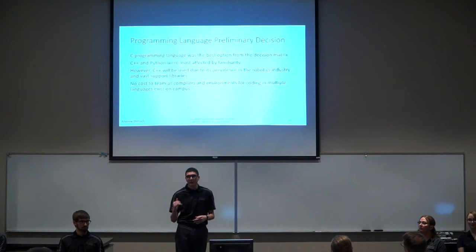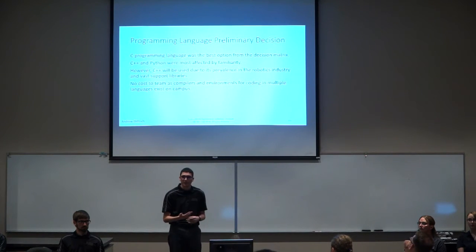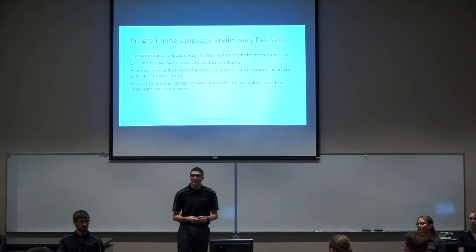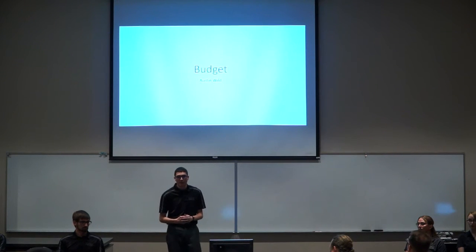However, C++ and Python are more widely used in the robotics industry, and we wanted to ensure that all members are getting the proper experience required to enter into that industry, so C++ will instead be used. It also has a vast wealth of libraries that support creating an autonomous system. Many libraries exist for communicating with a variety of sensors and actuators. And this comes at no cost to the team, as the compilers and environments for these programming languages exist on campus. Now Austin Weil will discuss the budget.